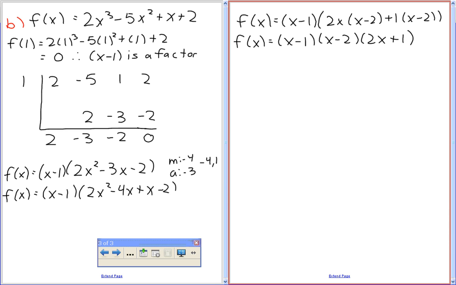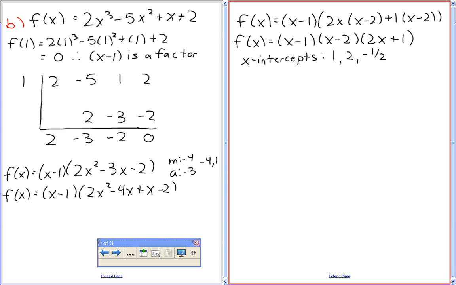Have I lost anybody yet in factoring trinomials? Okay, Sam is up. Now that I have this, what do I do with it? How does this help me? What are my x-intercepts, please? Good. Max, what is my y-intercept? 2.